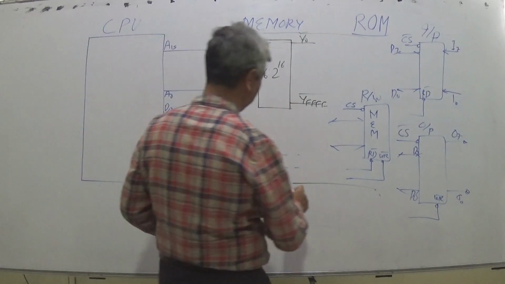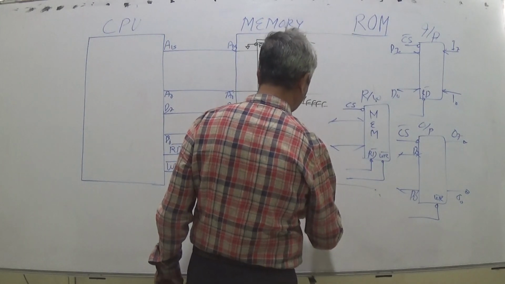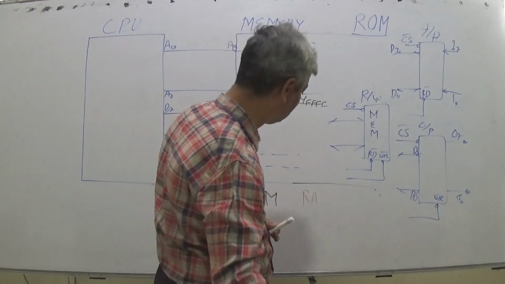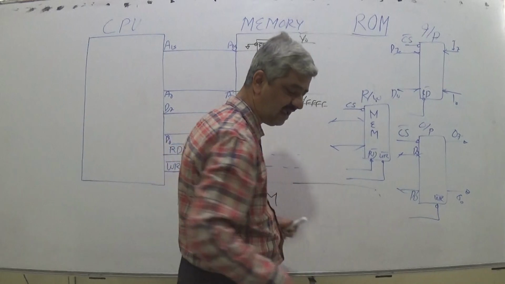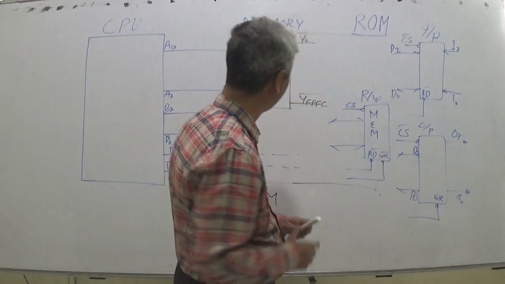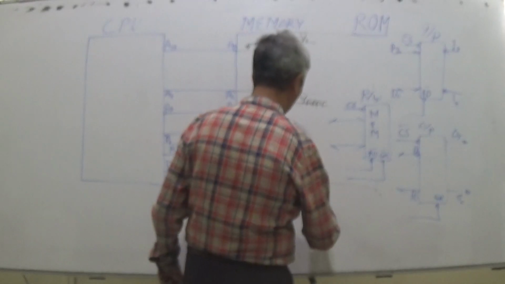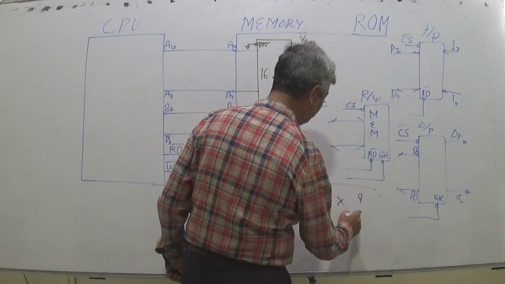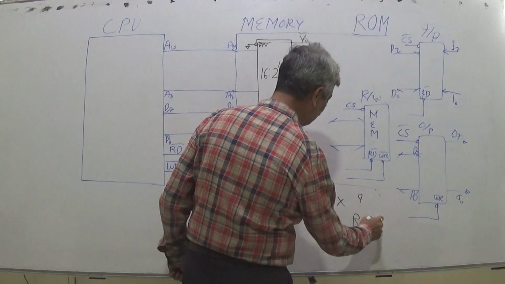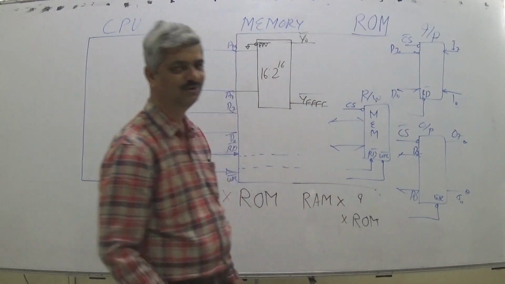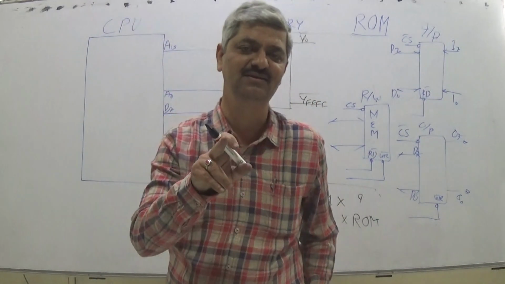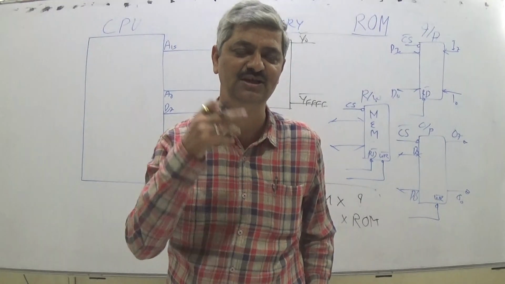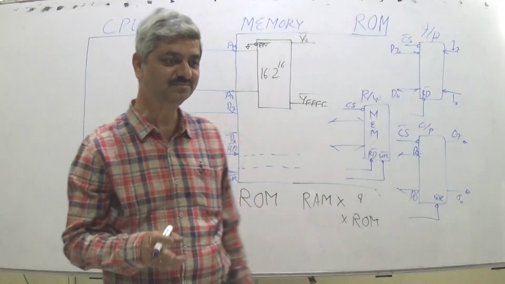What is the opposite word of RAM? RAM is random access memory. What is the opposite word to that? And what is ROM? Read only memory. What is the opposite word to that? Those who want to think should pause, think for a while, and then continue.